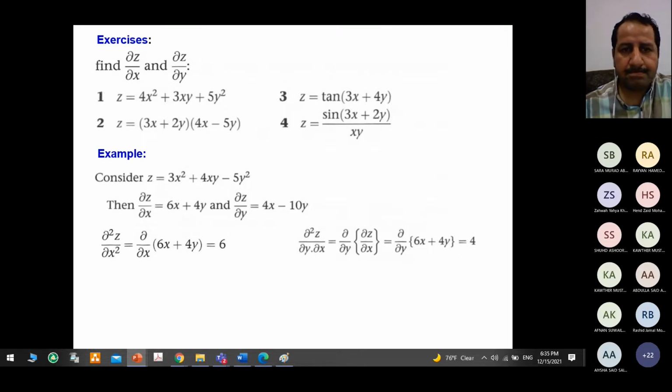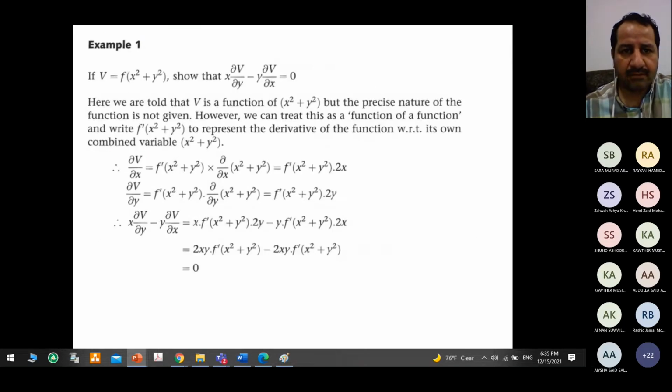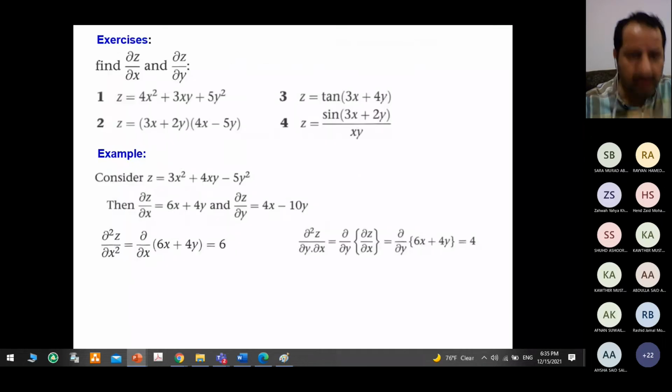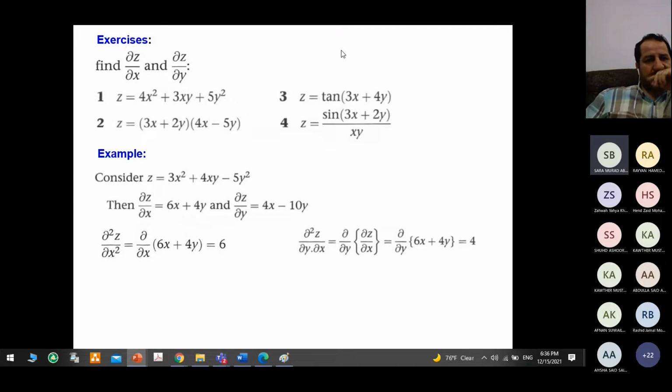Okay, I have one more point to finish. So let's solve more problems. Can you solve this one here? The partial derivative with respect to x only. The first one. Solve it and tell me.